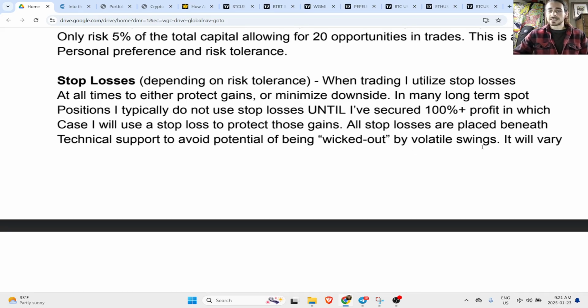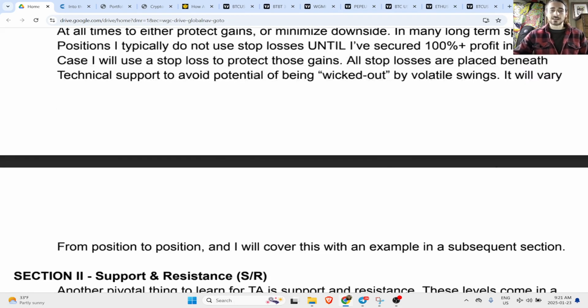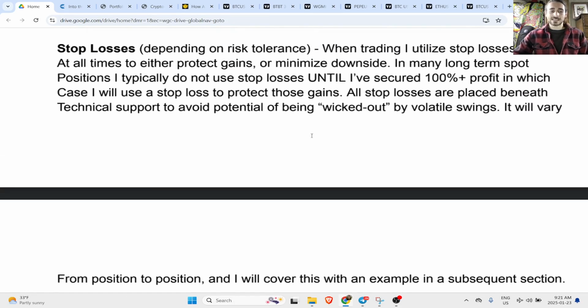So when we see a volatile price swing, a lot of the time the price will jump down or up really fast and then recover. But unfortunately, these hit those stop losses and take traders out of their positions, or take investors out of their positions. So by placing it below technical support, we just avoid a bit more chance of getting wicked out.